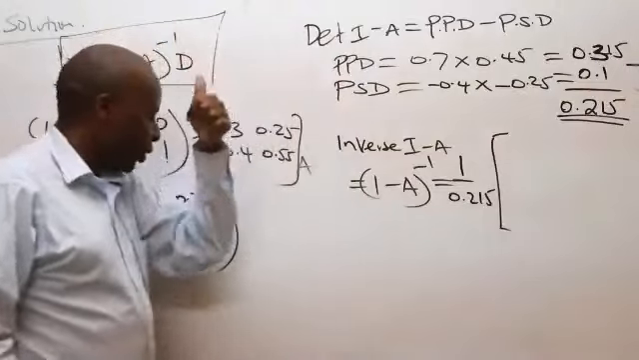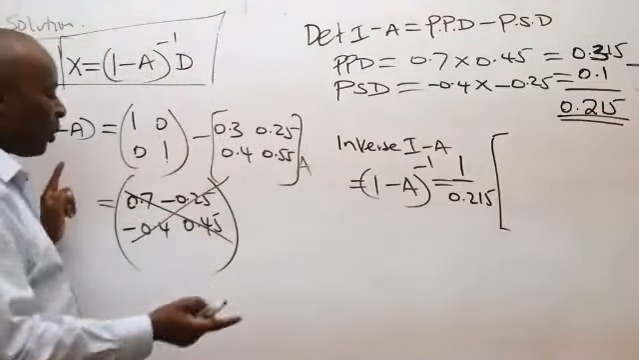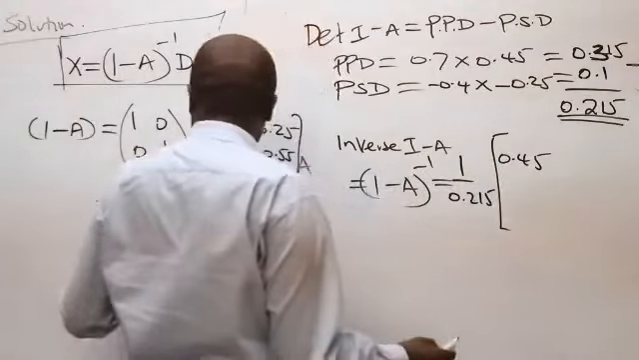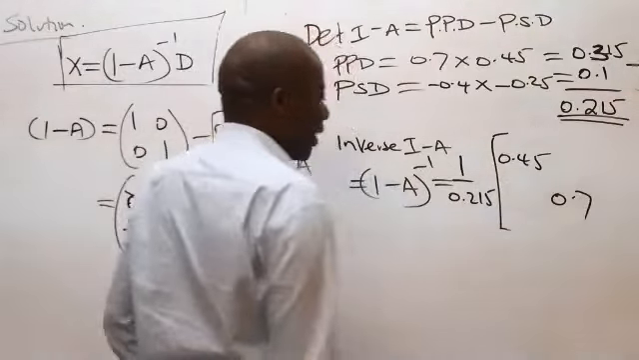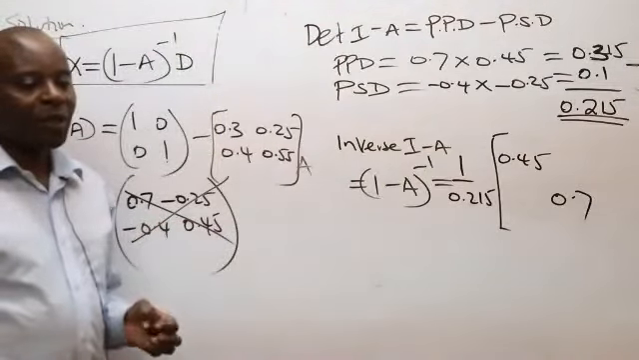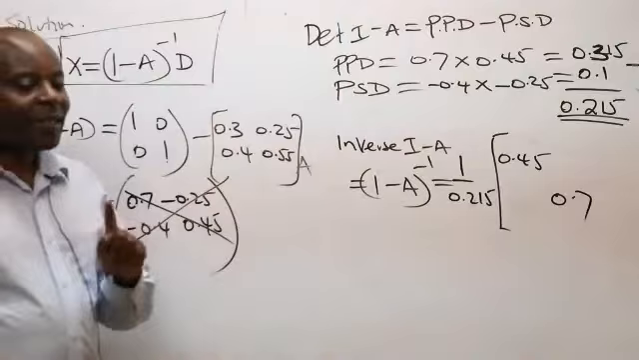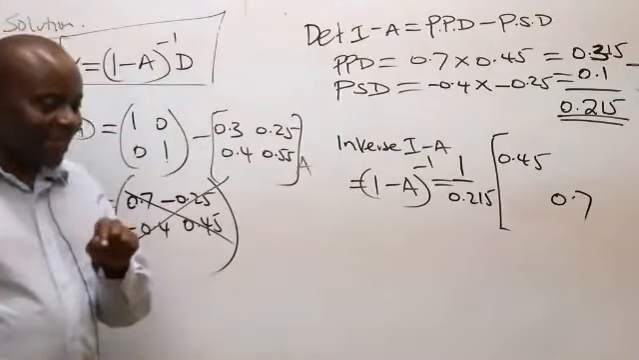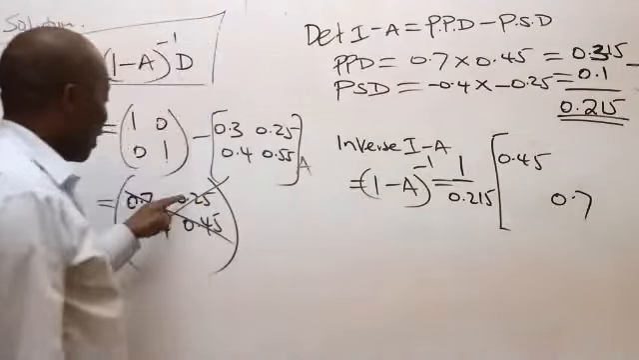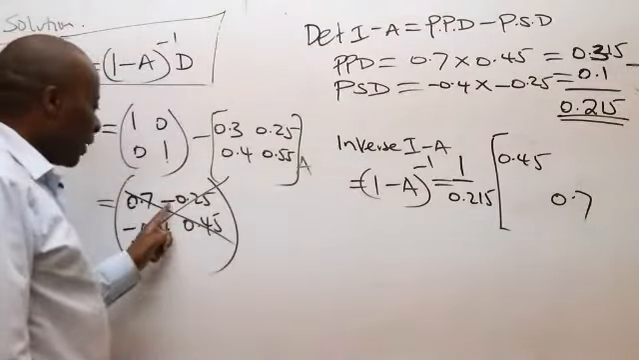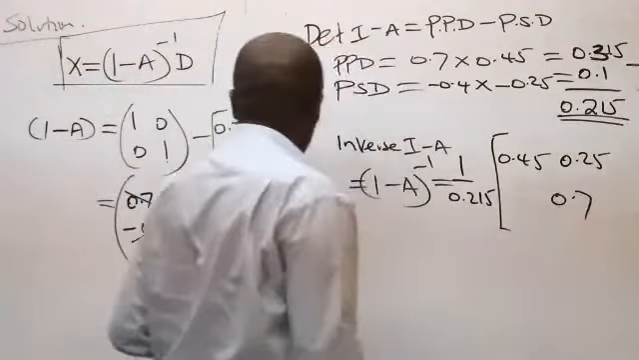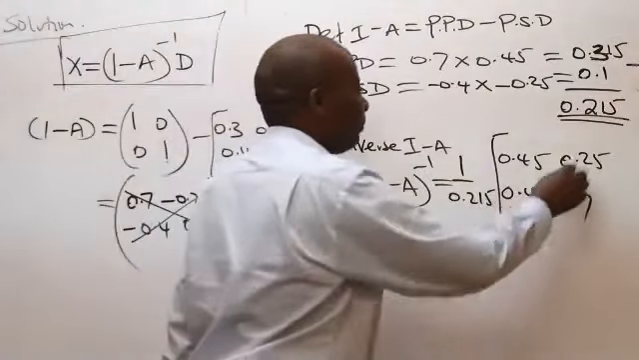Gertrude has watched that video. Primary elements, we always swap them, swap their respective positions. So 0.45 goes up there, 0.7 goes up there. How about secondary elements? Yeah, secondary elements, we change their signs. Like now here, ladies and gentlemen, this was negative. We retain their positions, but we change their signs. So we have here 0.25, and here we have 0.4 like that.